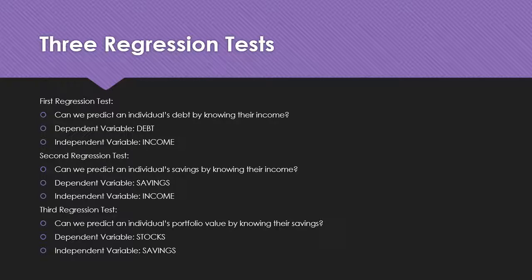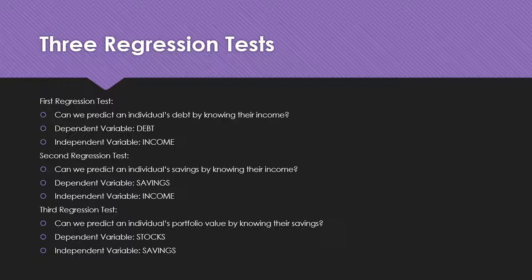The 3 regression tests we are going to look at today: the first is, can we predict an individual's debt by knowing their income? The second is whether we can predict an individual's savings by knowing their income. For the third, we're going to look at whether we can predict an individual's portfolio value by knowing their savings. This is interesting to look at logically, based on life and experience.